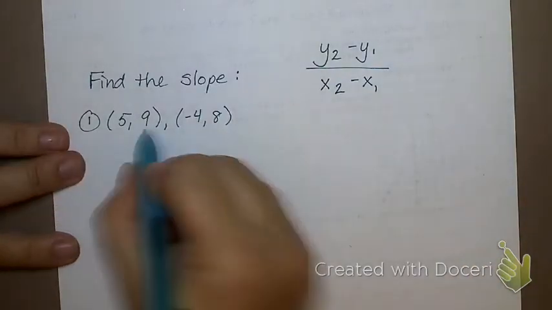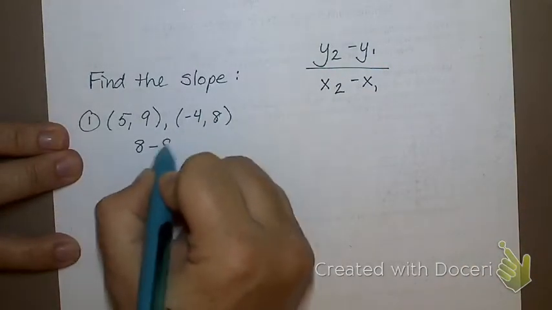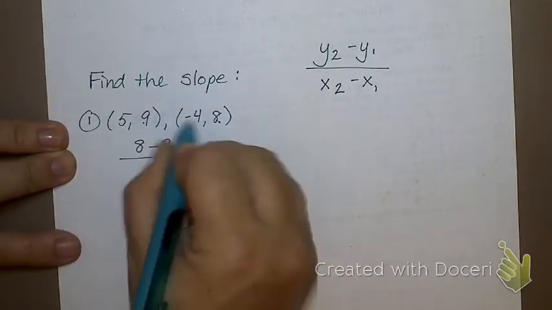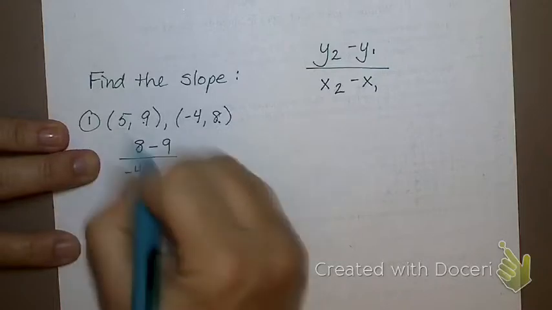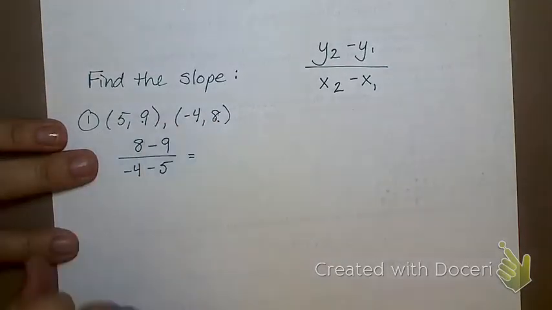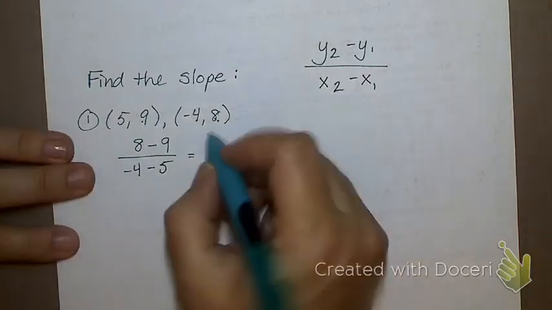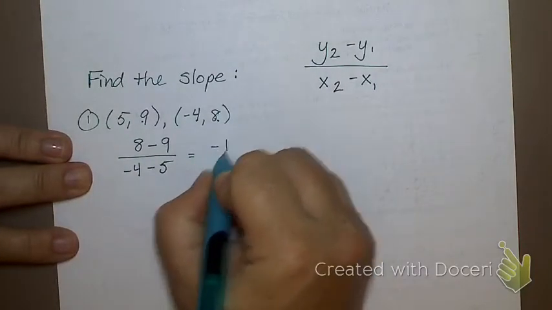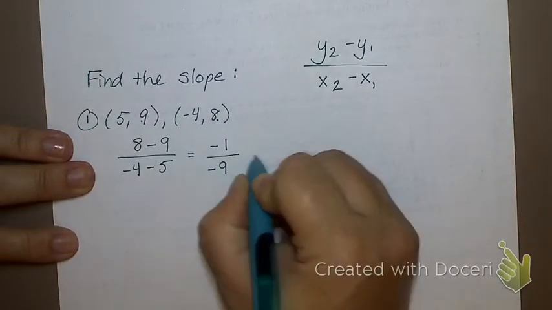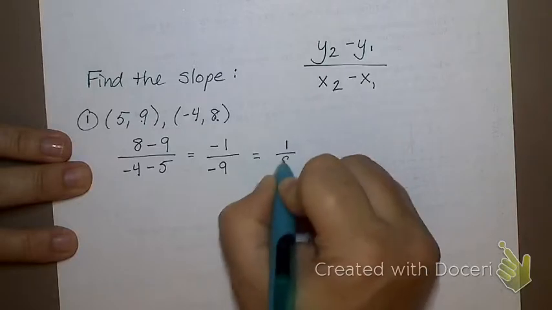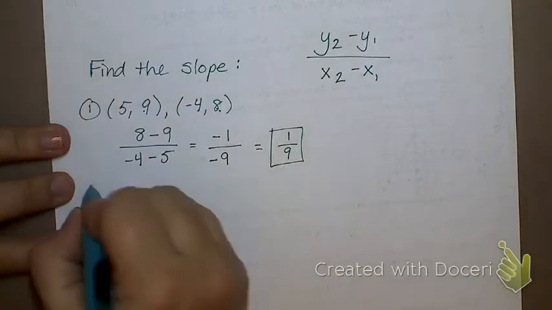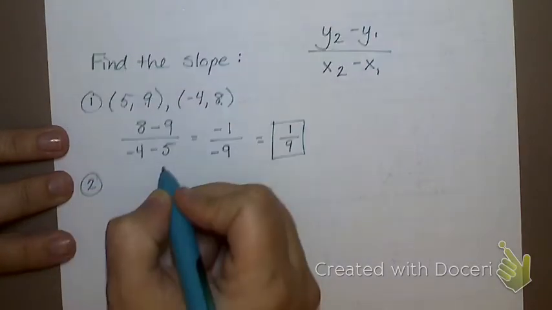So if I did that here, I would have 8 minus 9 over what? 8 minus 9, -4 has to come first, then minus 5. And if you went 9 minus 8, you would have to do 5 minus -4. What's 8 minus 9? -1. -4 minus 5? So what's my slope? Positive 1/9. Not too bad. We're just going to do 4 of these and then we'll be done.